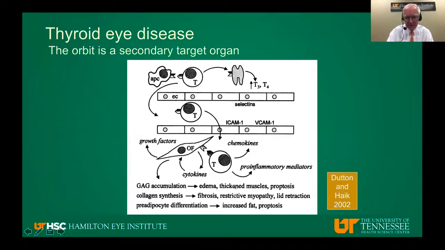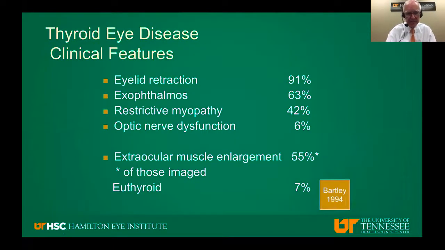What you get is edema, thickness in the muscles, proptosis, collagen synthesis, fibrosis, restrictive myopathy, lid retraction, which we see, and then increased orbital fat and proptosis. So all of these processes go on in the secondary target organ. The other secondary target organ is pretibial myxedema, and all of us see this. This is probably only in 4% of the people that have this problem.